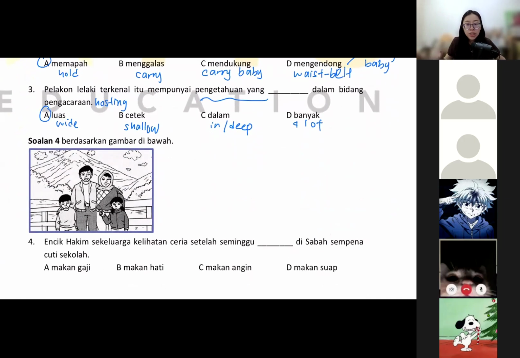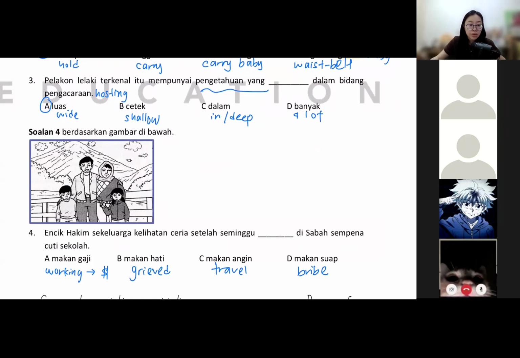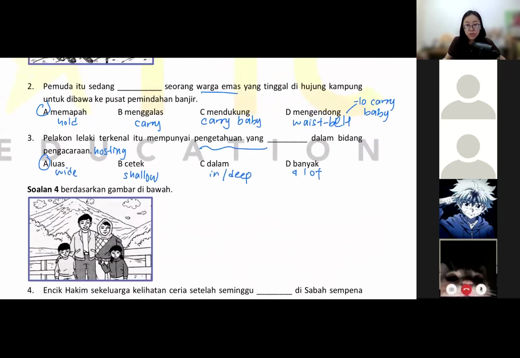Okay, number 4. Encik Hakim sekeluarga kelihatan ceria, look very happy, setelah seminggu apa di Sabah sempena during the school holiday. Okay, A, makan gaji, which means they working, earning money, so they use this to survive like this. Makan hati means grief, like sakit hati like this. And then makan angin, travel. These are easy questions. Makan suap, which is bribe. If they come out this one, 3 marks for you. Okay, yes, correct. Priya, correct. Answer is C. Makan angin.